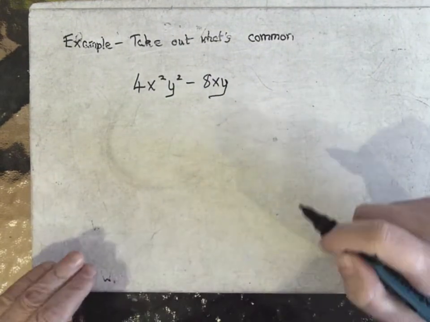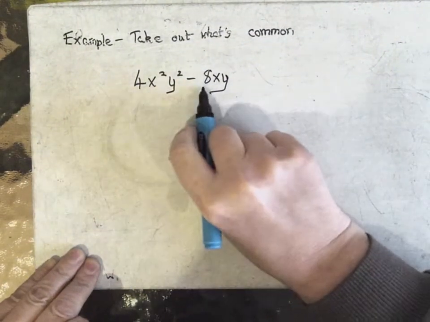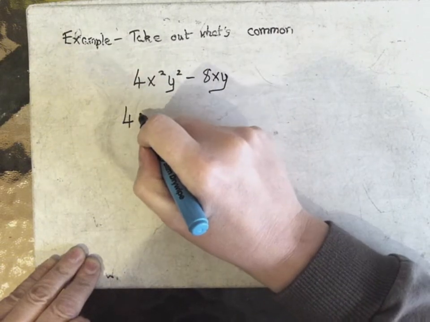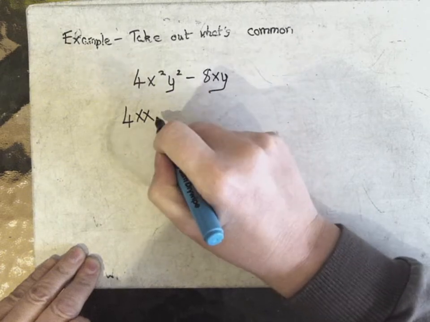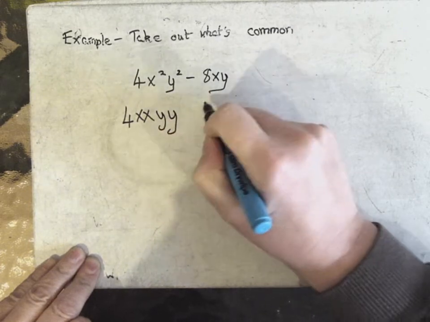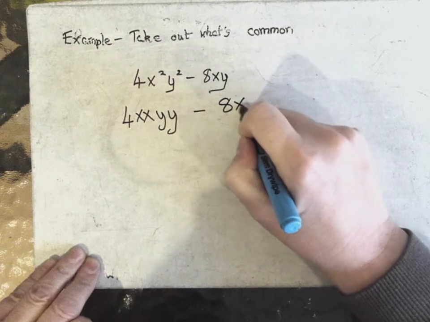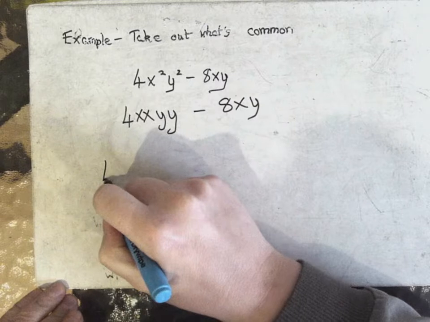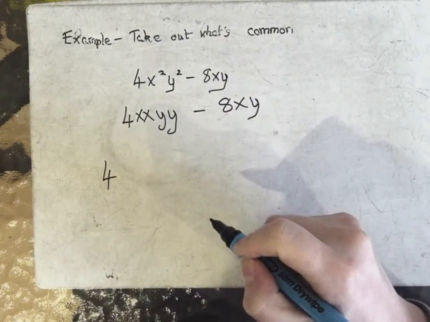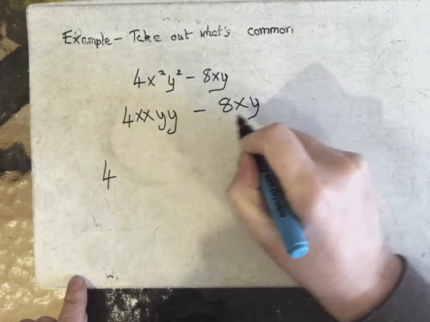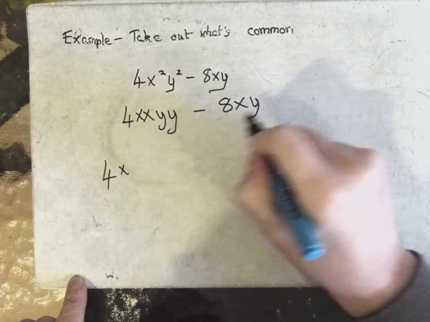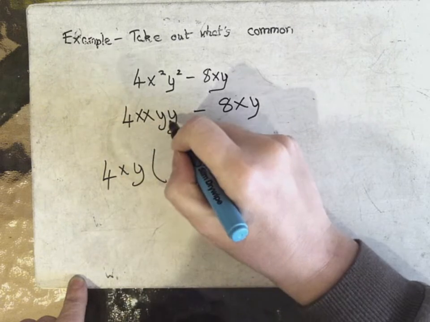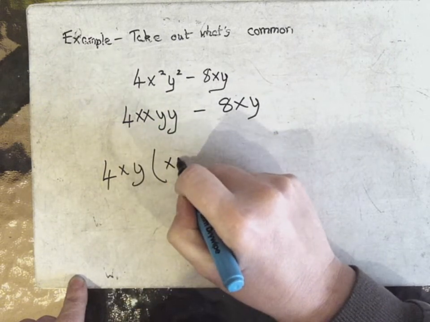So you take out what's common. You look at the numbers, there's a 4 and an 8, there's a 4 common. Before you even do that, I'm going to write this as x squared means xx, y squared means yy, and over here I have 8xy. Out of the number, 4 divides into each one. Out of the letters, there's an x in each term, and there's 1 y in each term. So out of the first term, the 4's gone outside, one of the x's is gone outside, one of the y's is gone outside. So you're left with an x and a y.